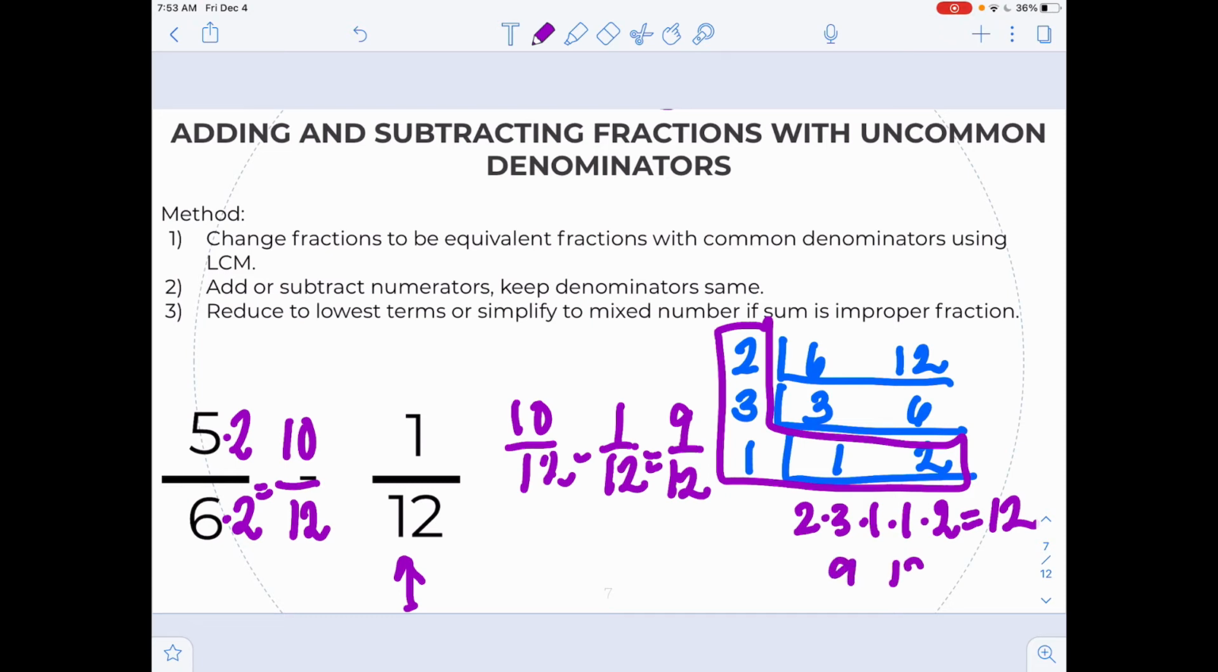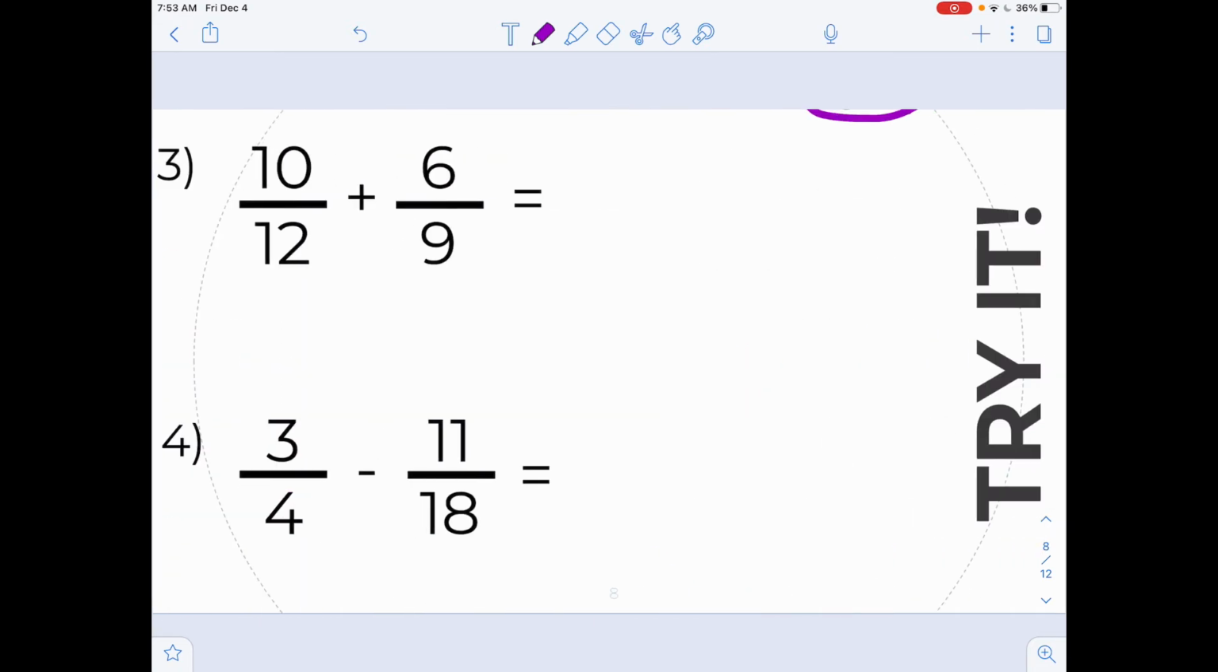Well, I can divide both 9 and 12 by 3, and I get 3/4. So the greatest common factor is 3, so I divide both of those by 3, and I get 3/4, same as that bottom row of my ladder. I want you to try these two in your notebook. Press play when you're ready to check your work.